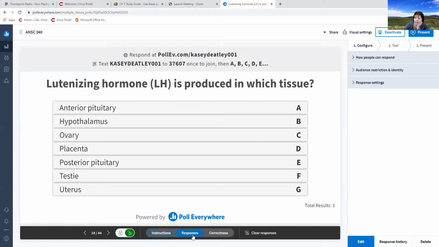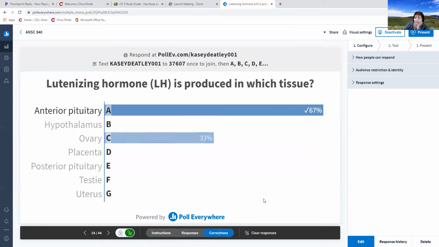All right, there we go. Okay, so anterior pituitary gland. The reason that the ovary may have been a little bit confusing here is because the ovary is the target tissue of luteinizing hormone. So it's made in the anterior pituitary gland, jumps into the bloodstream and travels to the ovary, and that's where it does its job.